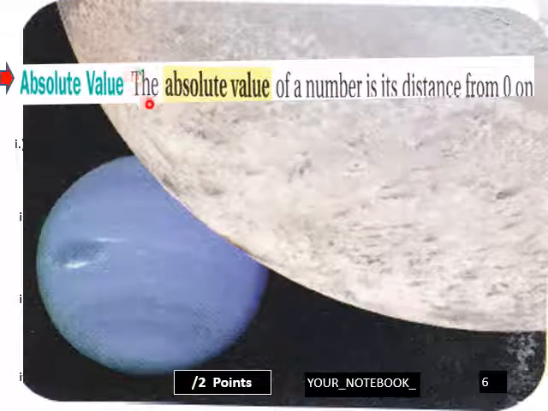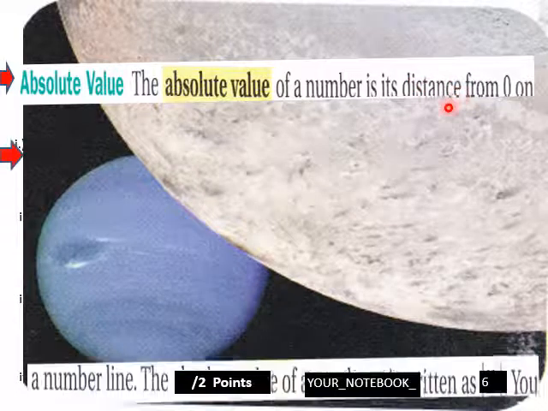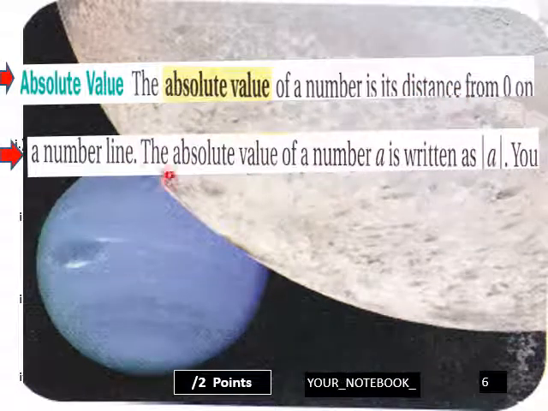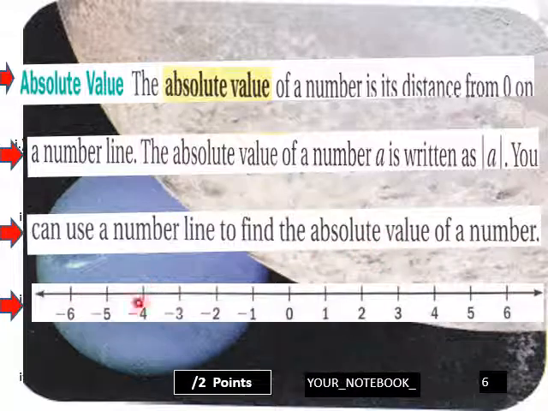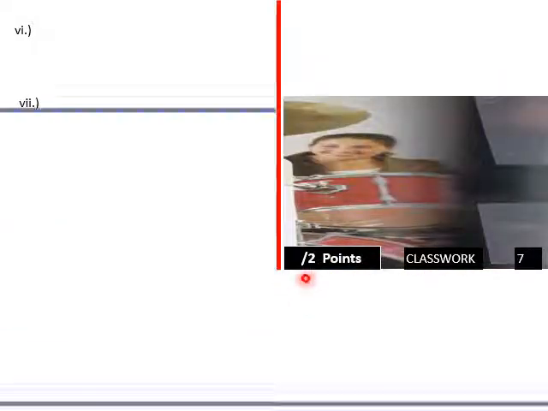Okay, so absolute value. What is absolute value of a number? It is its distance from 0 on the number line. The absolute value of a number A is written with these two vertical bars, and then A, the number in the middle. You can use a number line to find the absolute value of a number. So here's a number line. So, okay, how do we do that?